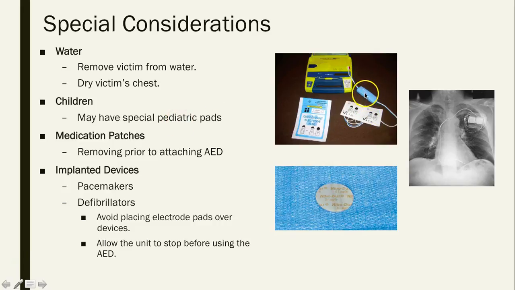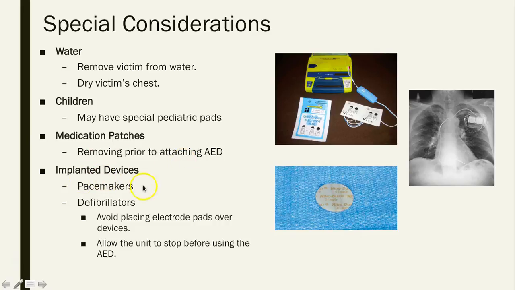It's got a little bar like this on there that's going to adjust the shock. It's also going to tell the machine that this is for a child, and it will adjust the shock. You also want to look for medication patches. If you see any on the victim, remove those.